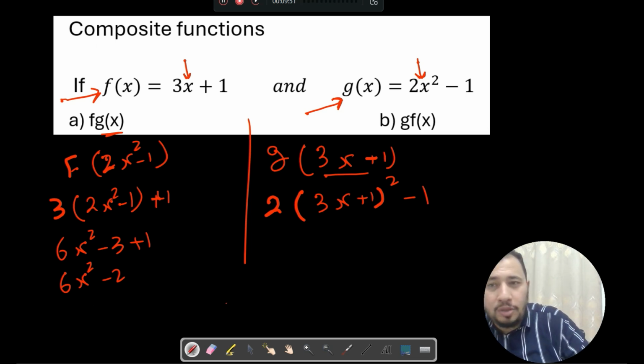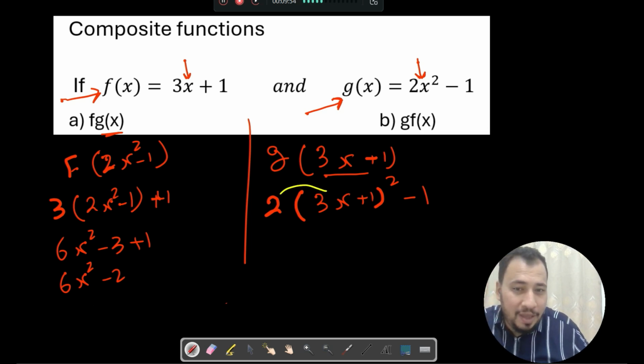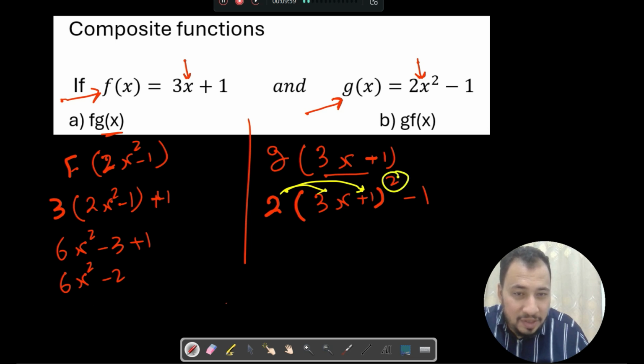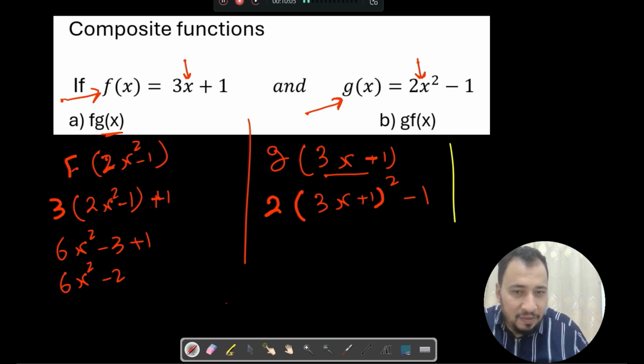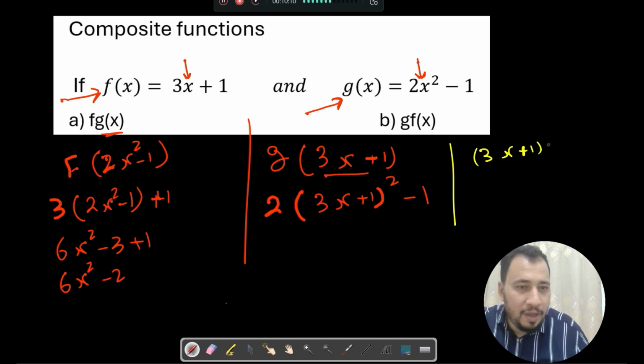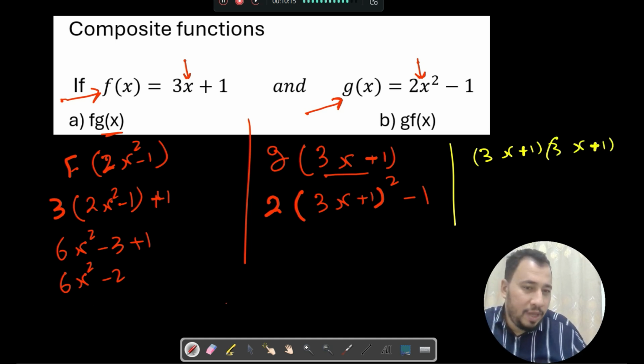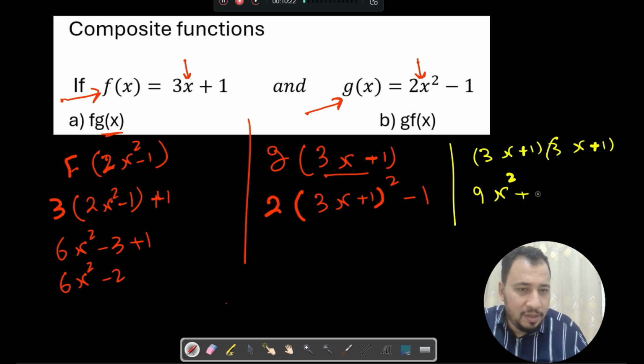But don't you ever multiply this here. You can't do that because you have this square. So the first step is to expand that square. Square means the same brackets multiplied by itself. So 3x plus 1 multiply 3x plus 1. Which is going to be, after distribution and expansion, 9x squared plus 6x plus 1.